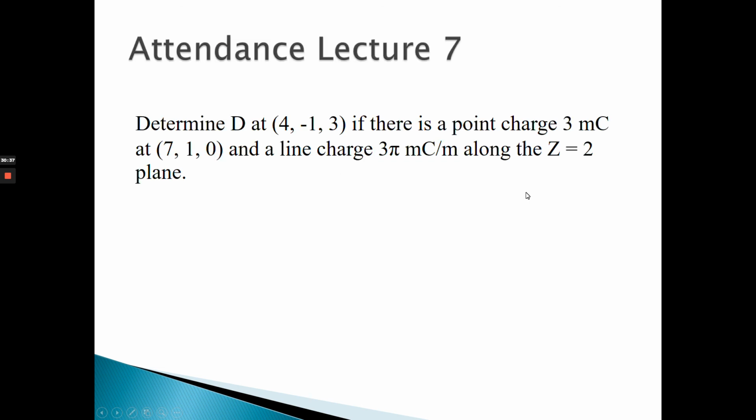And then this is the assignment for lecture 7. Determine the electric flux density for the point charge and for the line charge given, and submit by tomorrow. That's all from my side. Possibly we'll have one more lecture on electrostatics. This is part 2 of the electrostatics lecture, so the next lecture will be the last lecture on electrostatics.